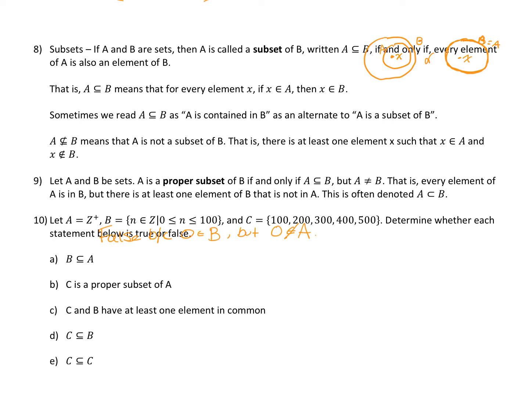Okay, is C a proper subset of A? So C is 100, 200, 300, 400, 500. Do all of those numbers live inside the positive integers? Yes. Each of these numbers is a positive integer, so this lives within the positive integers. It is a proper subset. I'll write true.